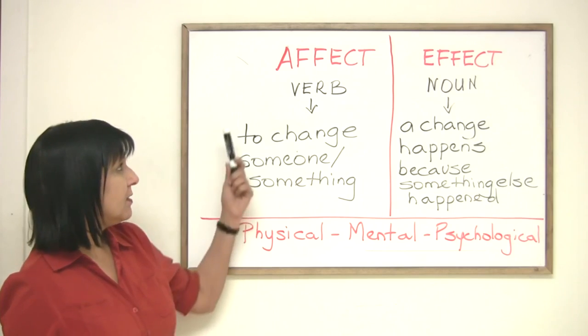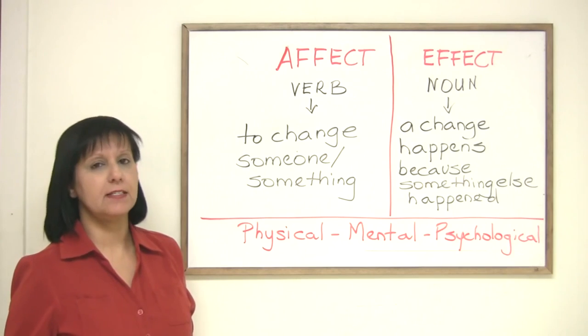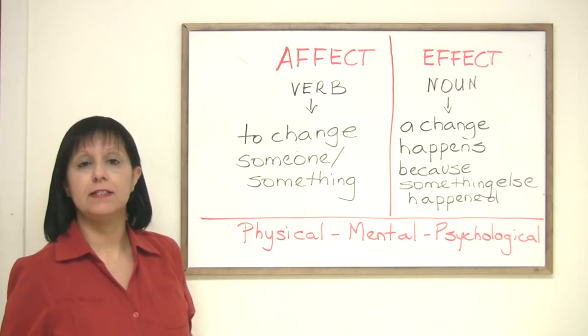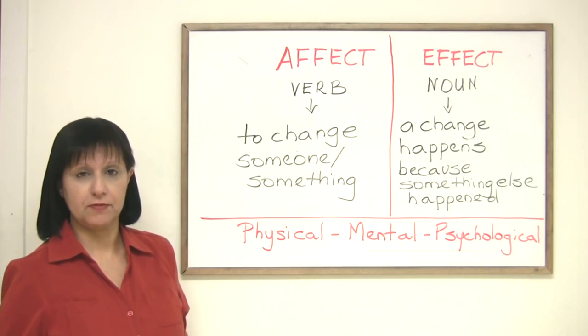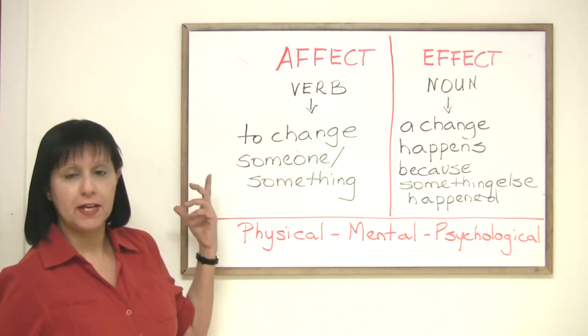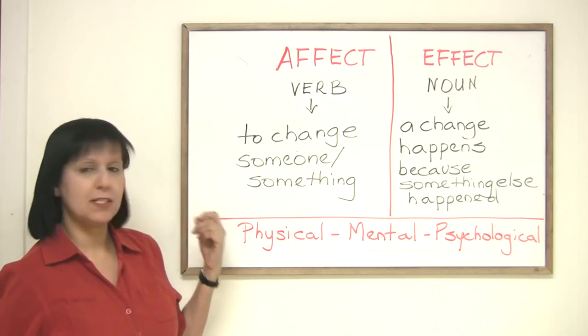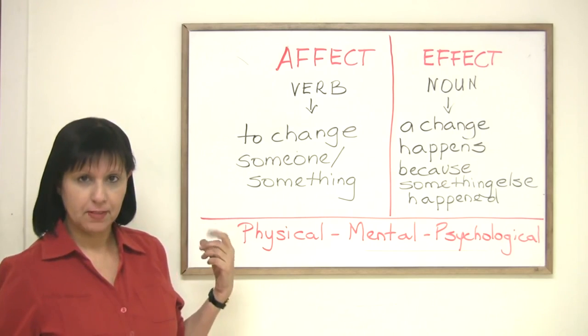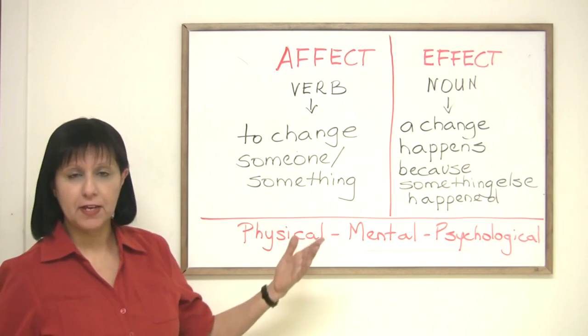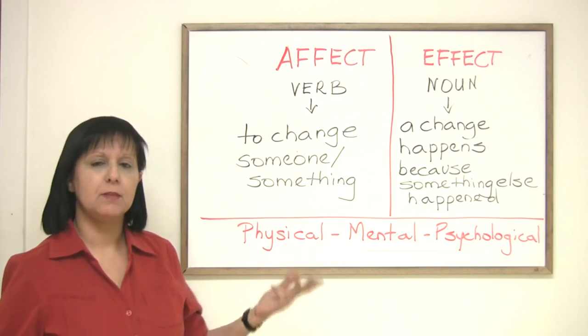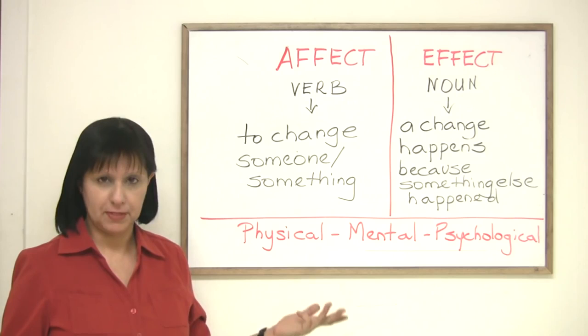Let's look. The first word, affect, is a verb. The second word, effect, is a noun. Alright? That's the first difference. So the word affect as a verb refers to when you change someone or something. The second word, effect, the noun, refers to a change that happens because something else happened.